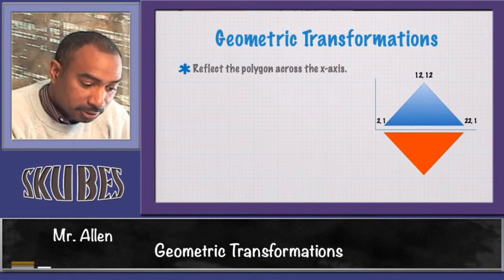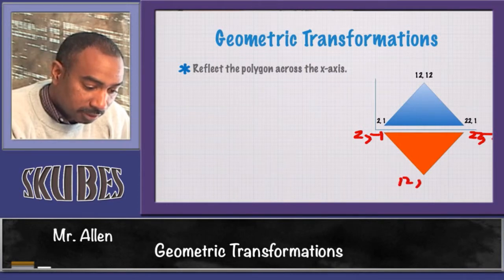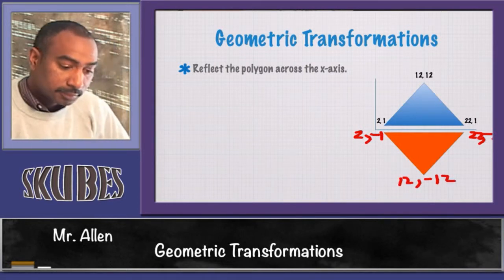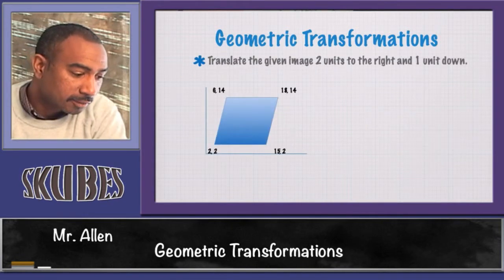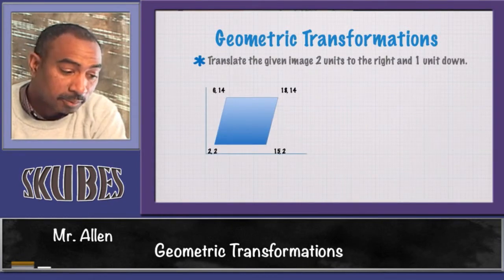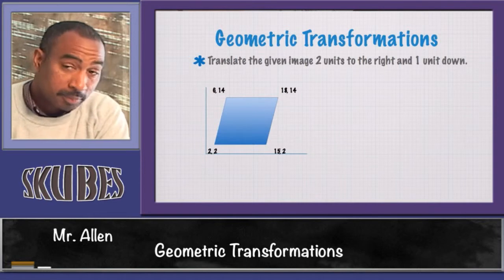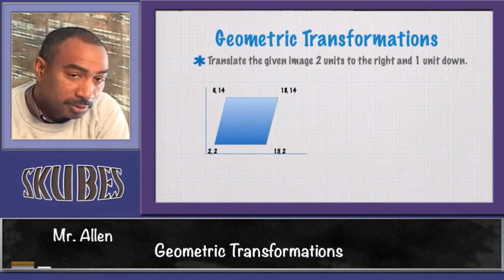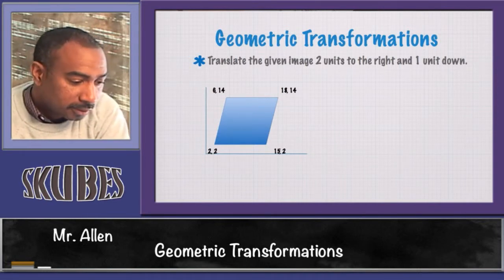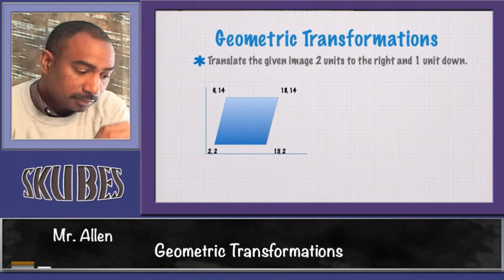Okay, well this will be 2, -1, 22, -1, and this will be 12, -12. All right, translate the given image 2 units to the right and 1 unit down. Remember, to translate, that means to move the image to another location.